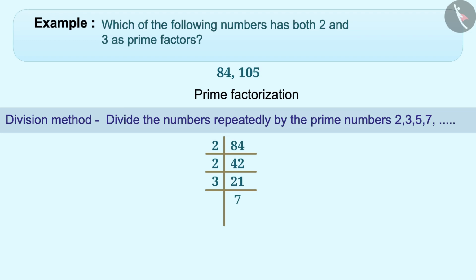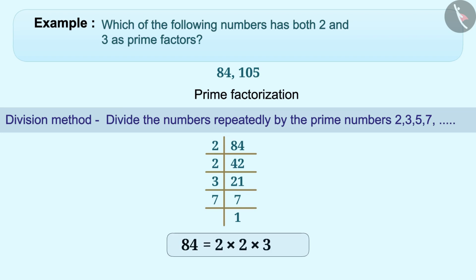Since 7 is a prime number, we divide it by 7 only. In the last stage, we will get number 1, which shows that we have found out all the prime factors of 84. Therefore, 84 can be expressed in prime factors as 2 multiplied by 2 multiplied by 3 multiplied by 7.